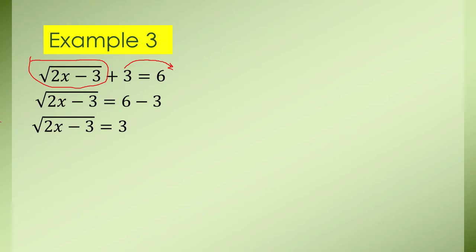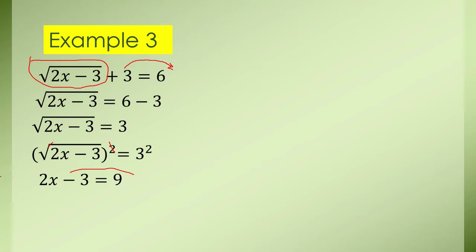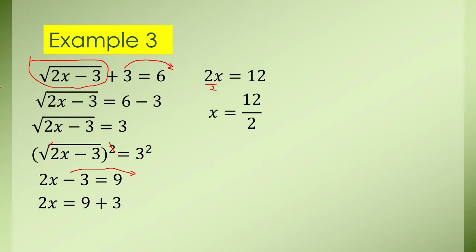You exponentiate to the square. You cancel the root with the 2. You get 2x minus 3. This 3 is negative, and when you move it to the other side, you use the inverse operation. You add it, and 9 plus 3 is 12. And now you divide by 2. You divide here by 2, and you divide here by 2. Okay? And now you cancel this 2 with this 2. You get x, and 12 divided by 2 is 6.